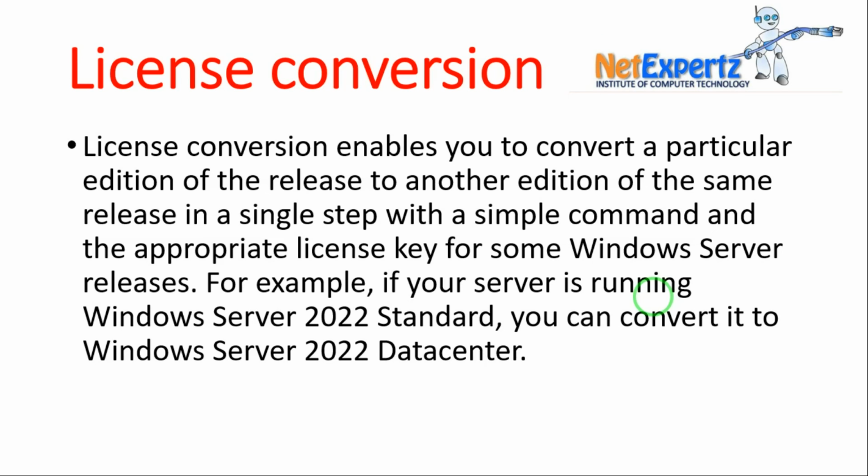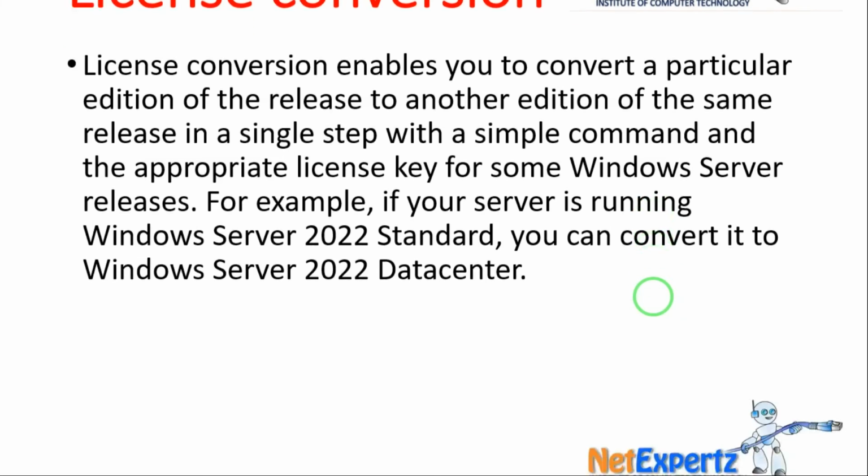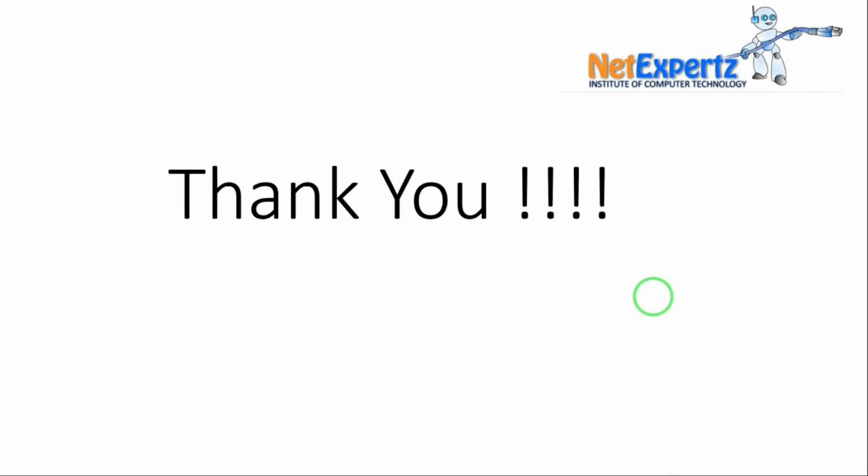Once you upgrade the edition, remember one thing in this license conversion method: once you upgrade the license, you're not able to downgrade your edition. Imagine right now I'm using 2019 Standard and I upgrade to Datacenter with the help of license conversion. After that, we're not able to go back. Remember these things. So these are the five methods we have.